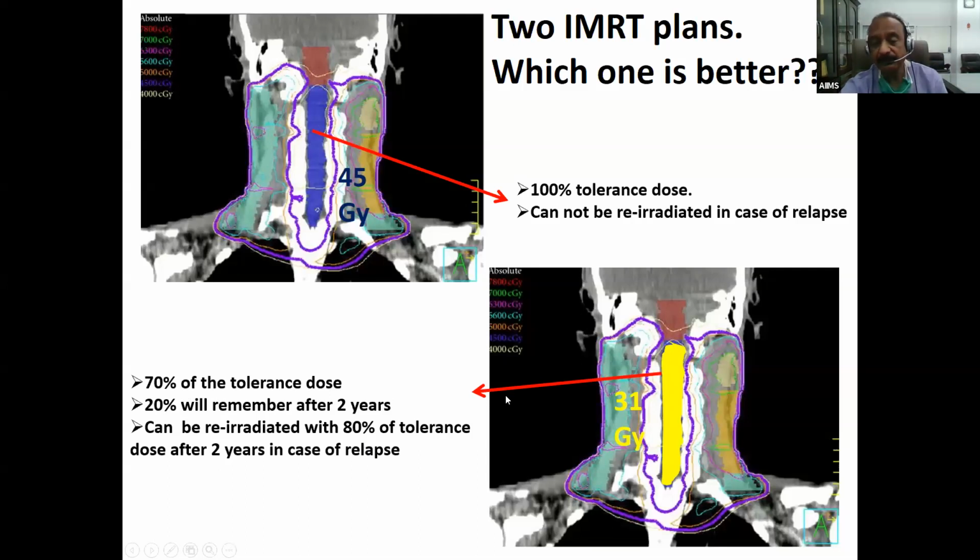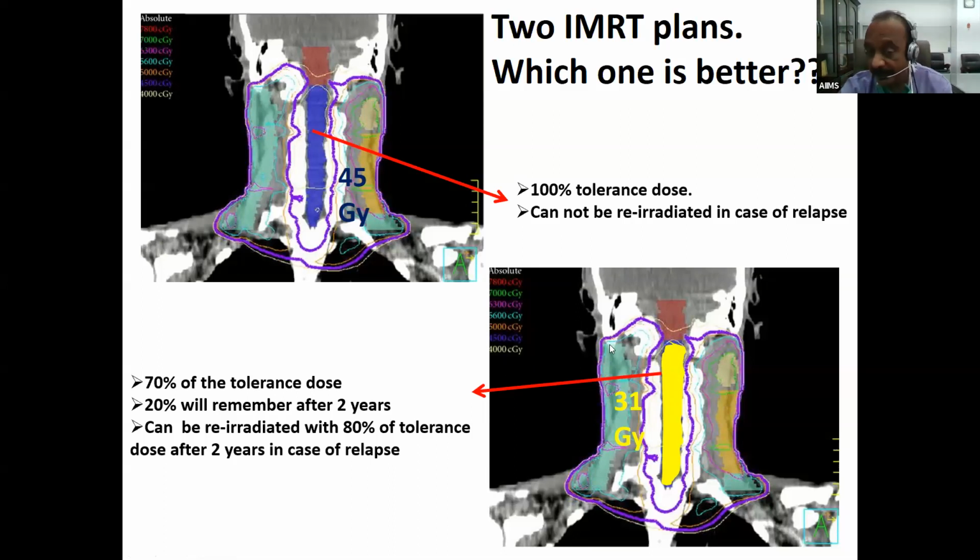So here is the important message now with all this understanding: when you treat head and neck cancer with IMRT, kindly put a spinal cord constraint less than 45 gray. It may be 44, it may be 43, it may be 42, whatever minimum you can achieve without compromising the target coverage. Whatever you can achieve for the spinal cord, I think that will be helpful in future if that patient comes with relapse and needs re-radiation.